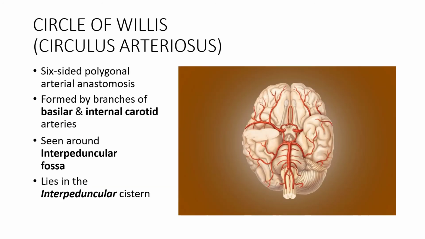The major arteries supplying the cerebrum, namely the branches of the basilar and internal carotid arteries, get interconnected to one another at the base of the brain to form a 6-sided polygon of arteries called the circulus arteriosus or the circle of Willis. The circle of Willis is formed around the interpeduncular fossa at the base of the brain and lies in the interpeduncular subarachnoid system.